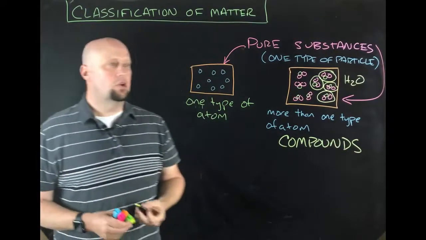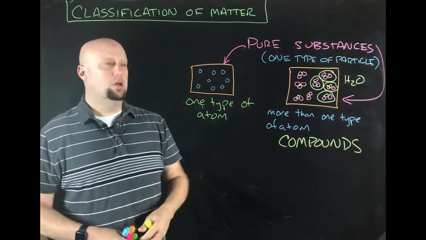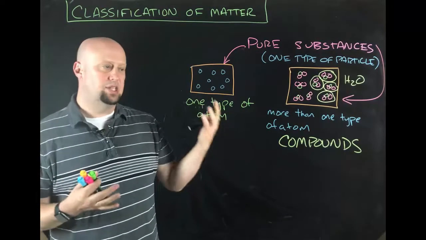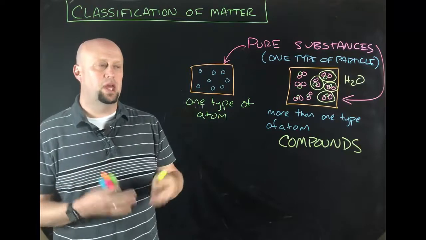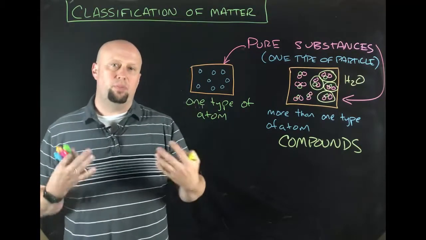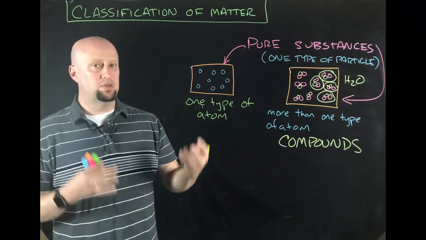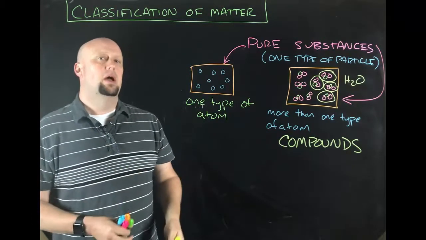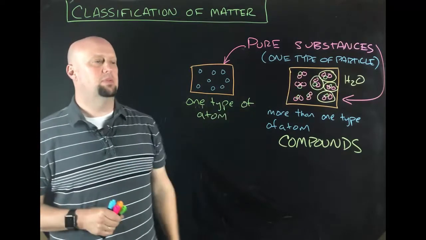Okay? So compounds are a type of pure substance. So water, sugar, sucrose, that is a compound, but it is a pure substance. You can purify that. It's down to one thing. There's only one type of particle in it. Now that particle is a molecule that has a bunch of different atoms within it, but it's only one single particle, okay? And so that's what makes it a pure substance.